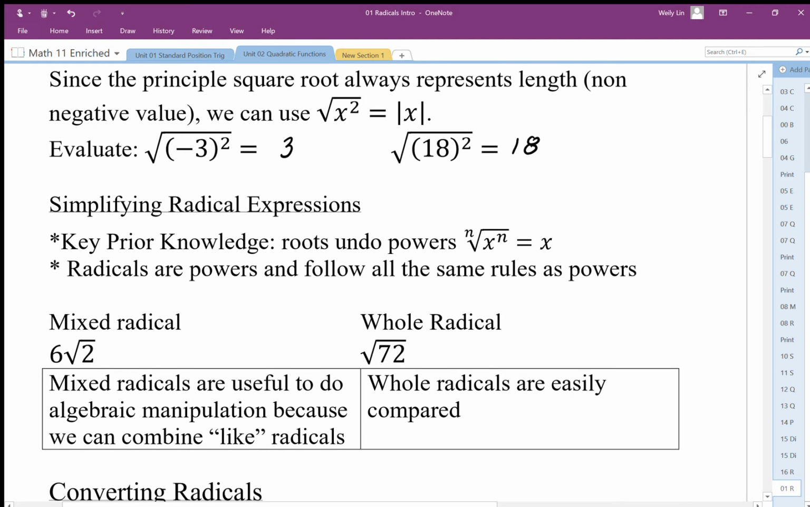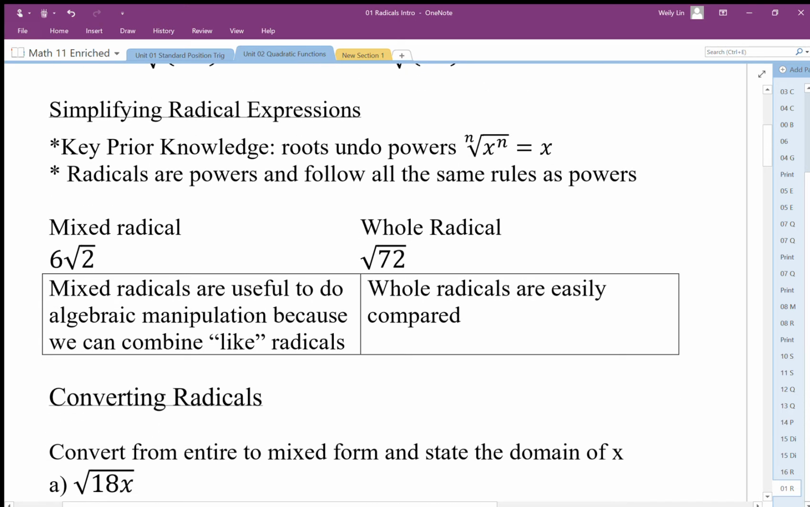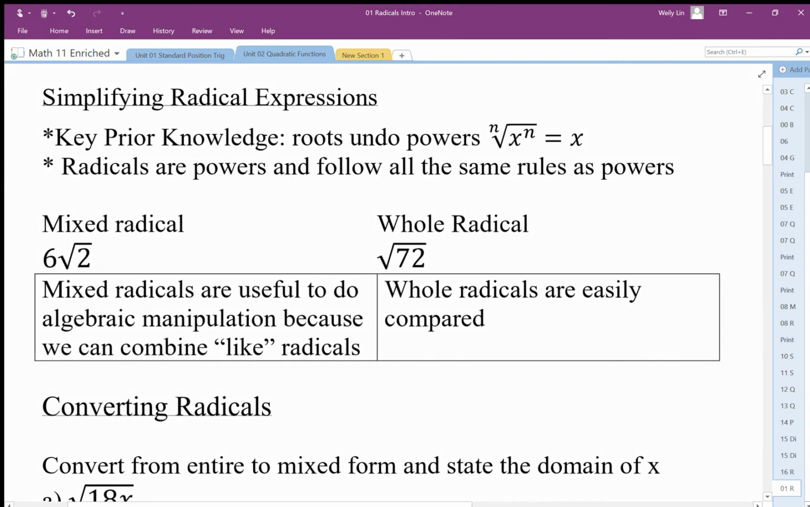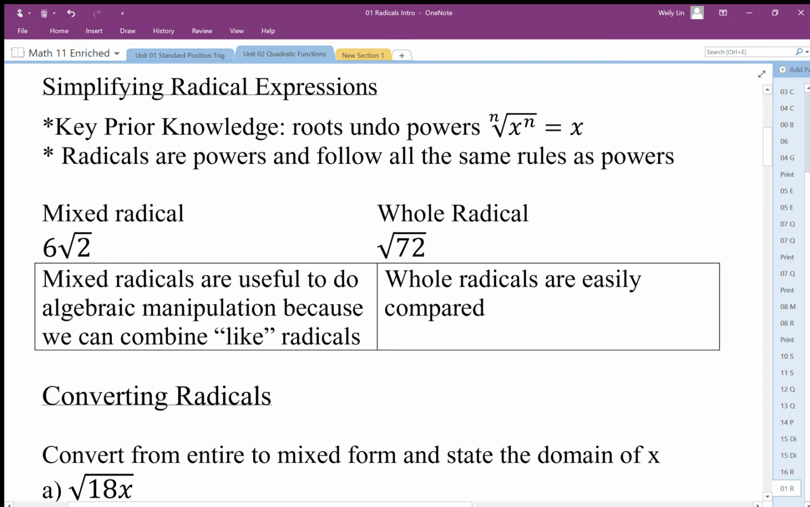Okay, so in general, this is something we have to keep in mind, but in general, we can say that the root and the power undo each other. This is something that we don't have to worry about with odd powers, but we do have to worry about this issue with even powers. So the power and the root will undo each other. If I start with x, power it by n and root it by n, I should end up with x. And since these radicals have something to do with powers, they are in fact the inverse of powers, so they must follow all the rules of powers. They follow the same math rules as powers do.